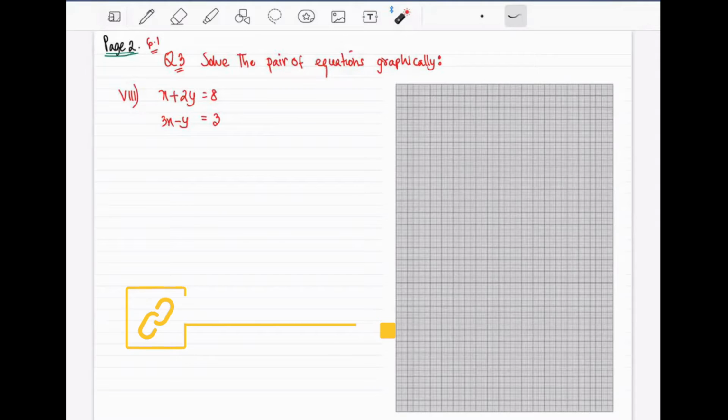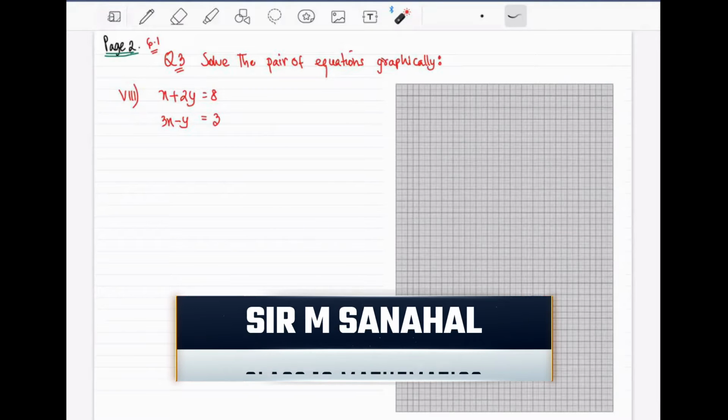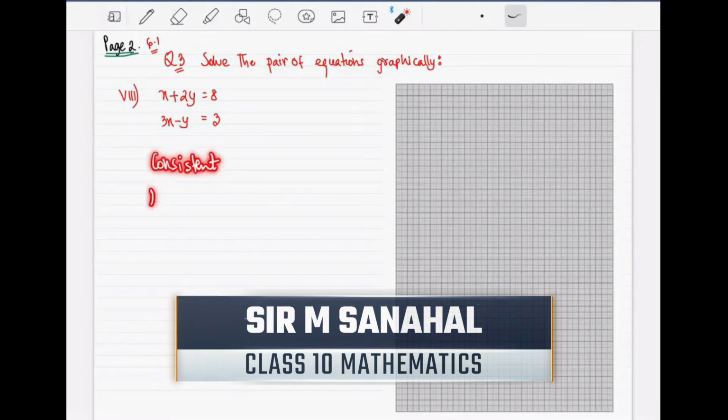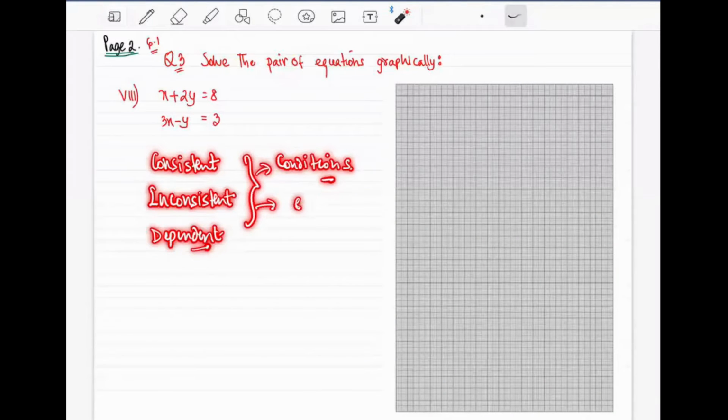In the previous part we have discussed how to solve a pair of linear equations which has two variables in it. And we have also discussed conditions called consistent, inconsistent, and then a third one called dependent. We have discussed their conditions: what are the conditions for a pair of equations to be consistent, inconsistent, or dependent? And we have also discussed how their graphs will look, right?